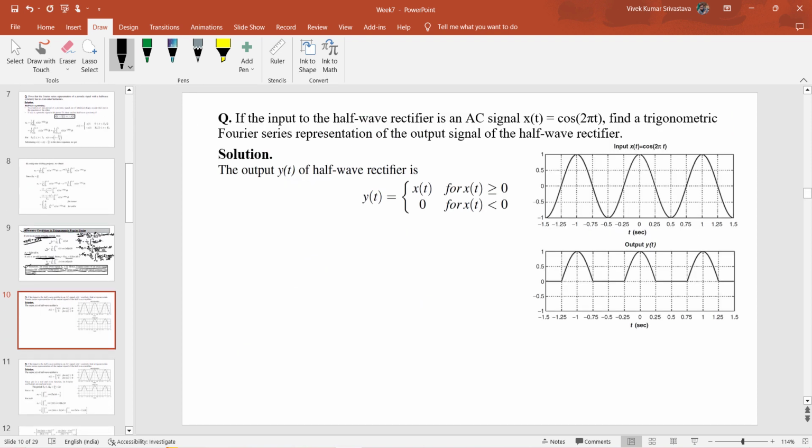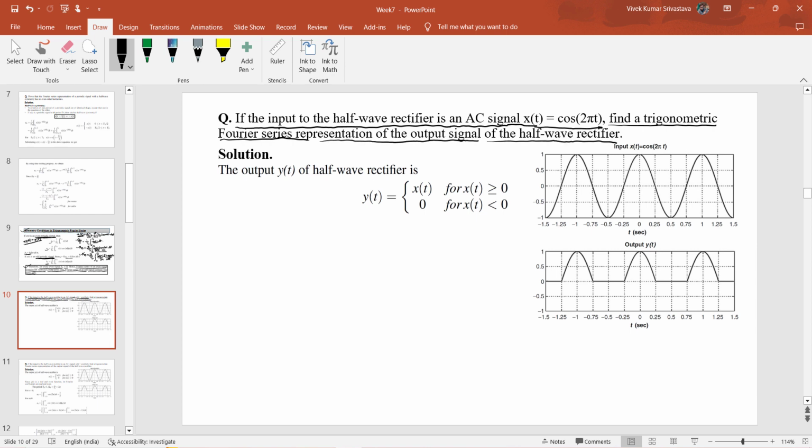Now let us apply this concept to evaluate the Fourier series representation of this signal. Here is the problem. If the input to the half wave rectifier is an AC signal, which is represented as x of t equals cos of 2 pi t, find the trigonometric Fourier series representation of the output signal of the half wave rectifier.